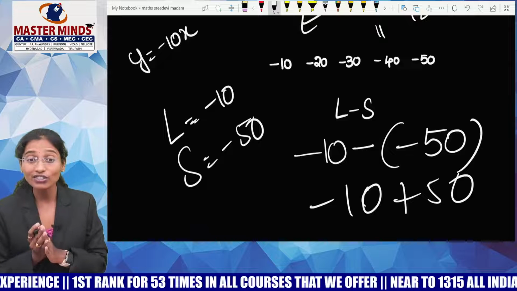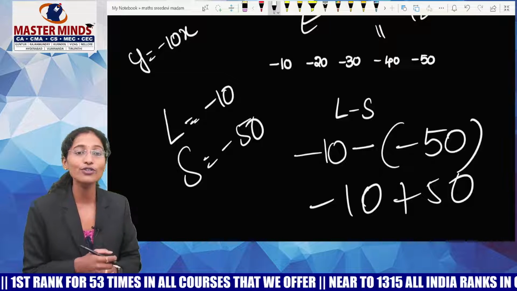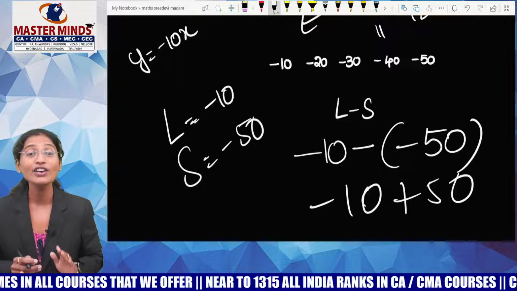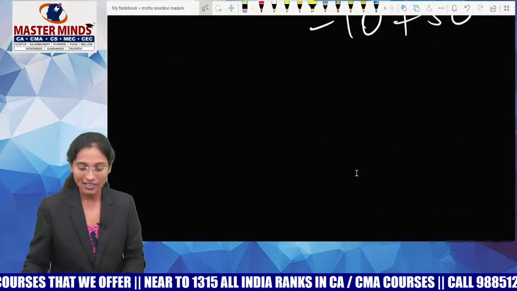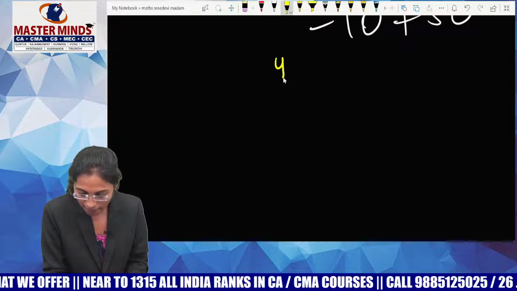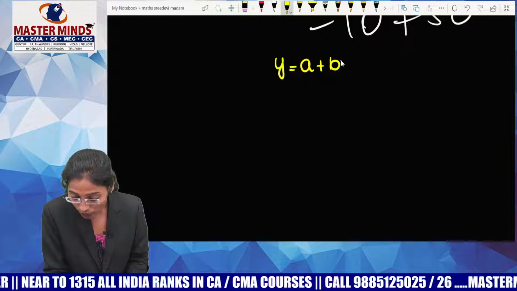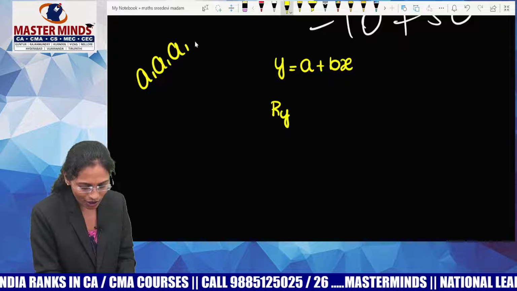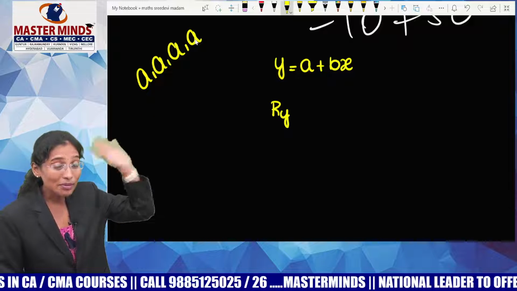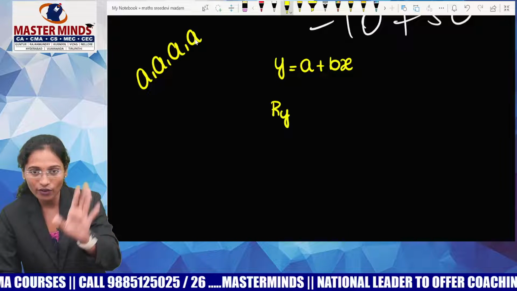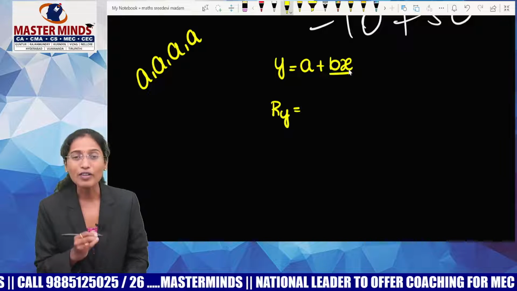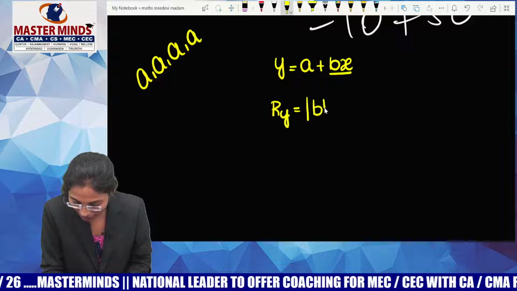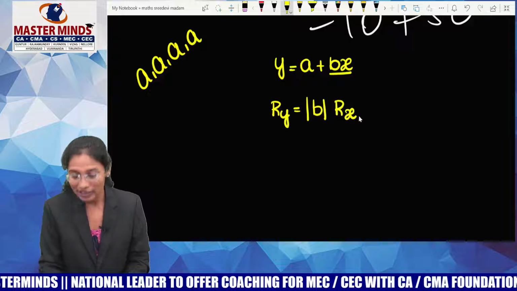Means not only range, all the measures of dispersion are unaffected due to change of sign. They're just affected due to change of scale and they're not affected due to change of origin. Simply, if y equals a plus bx, range of y equals, guys, tell me, what is the range of a constant? 0. Because if all the observations are constant, what is your range? 0. So range of a is 0. And it is multiplied by b. I don't know whether b is positive or negative, but I am unaffected due to sign, no. That is the reason why I'll write mod b into range of x.